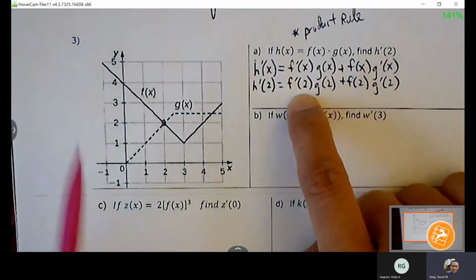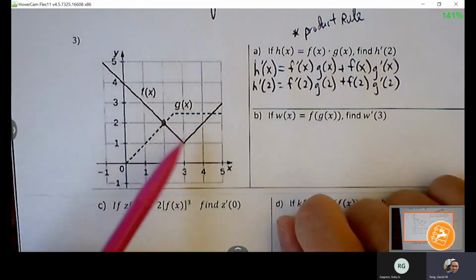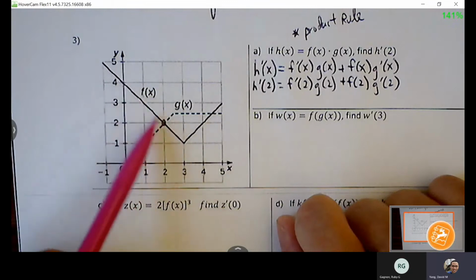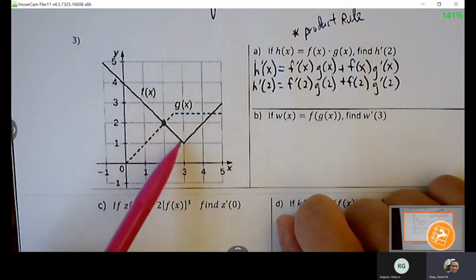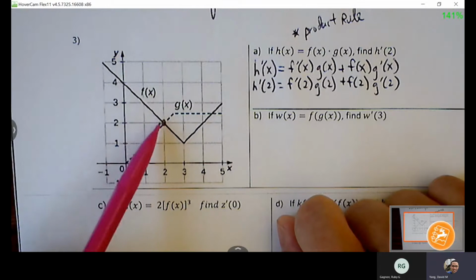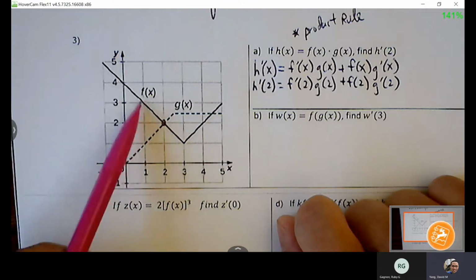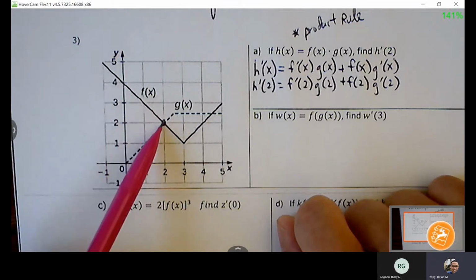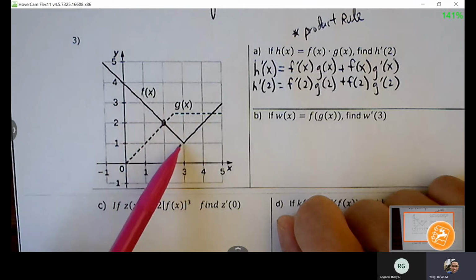Okay, so what's f prime of 2? What's the slope of this f graph at 2? -1, right? I pick another point. It's a nice straight line. So as long as I can identify 2 points and do rise over run, I can get the slope. So down 1 over 1. This is the slope of -1.